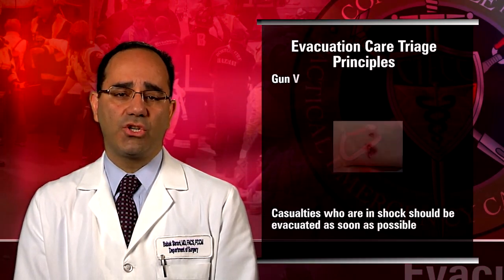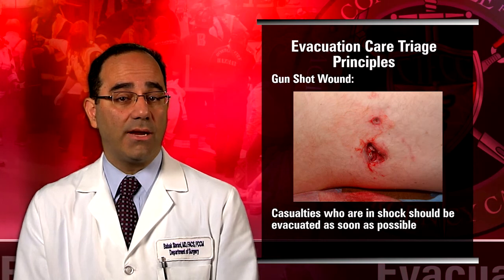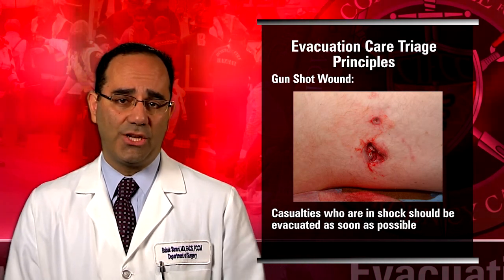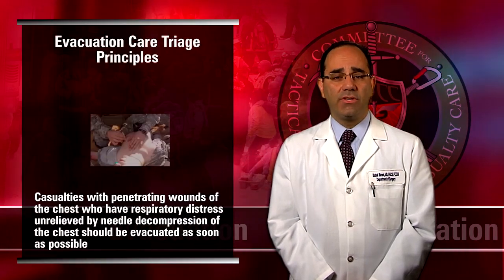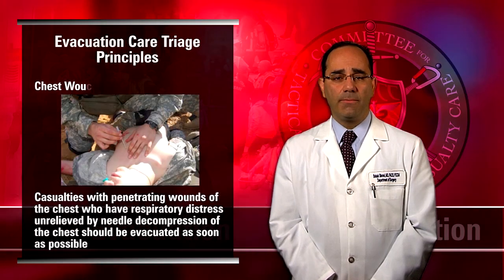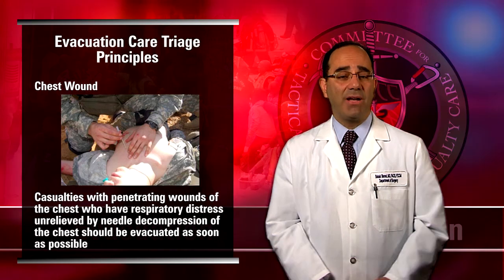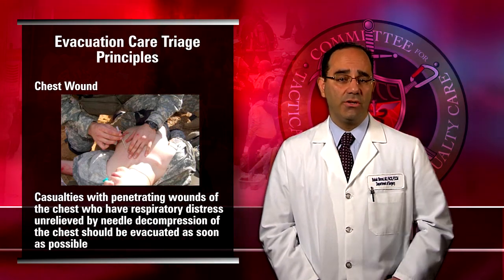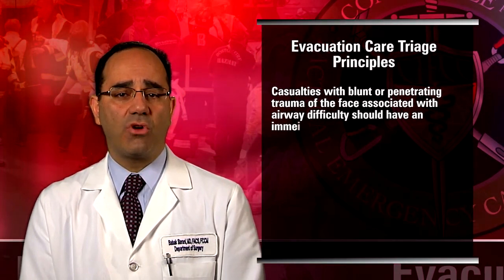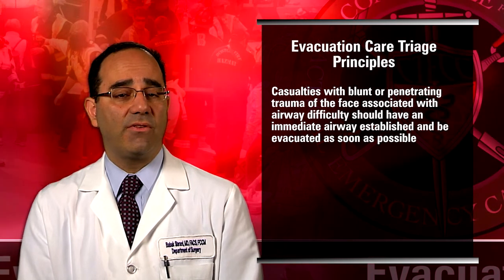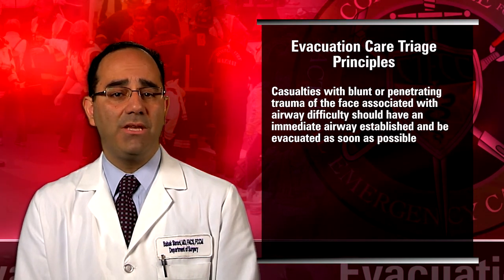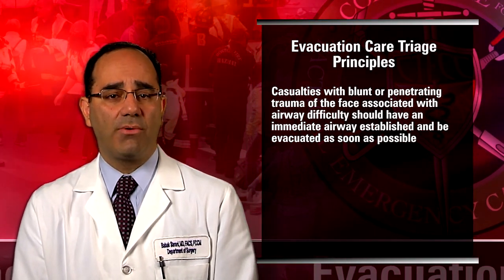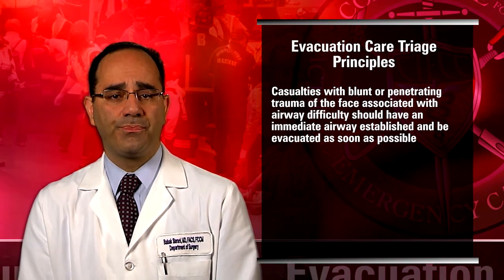Casualties who are in hemorrhagic shock, even with controlled external hemorrhage, are critically injured and should have a high priority for evacuation. Casualties with penetrating wounds to the chest who have respiratory distress despite occlusive dressings and needle decompression should have a high priority for evacuation. Casualties with blunt or penetrating trauma to the face that results in airway difficulty should have an airway immediately established and should have a high priority for evacuation.